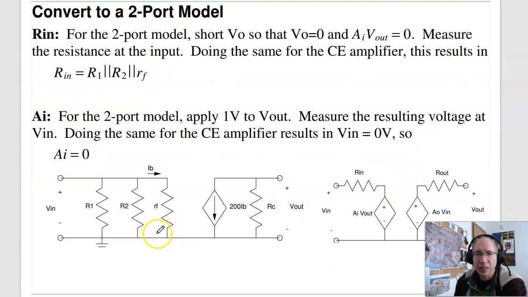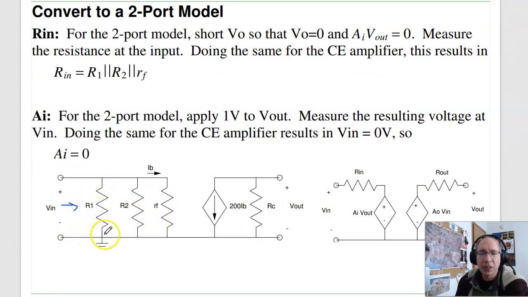Given this circuit, looking at the input, it's pretty clear. I see R1 in parallel with R2 in parallel with RF. So that's Rn. And there is no voltage source over here, so AI equals 0. Doesn't matter what you do to the output. If I put a voltmeter right here, I'm going to get 0 volts. There's nothing driving it. So that's half of the 2-port parameters.